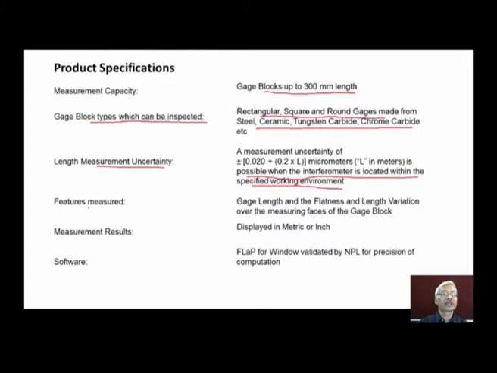And what are the features that can be measured with these interferometers? Gauge length can be measured, flatness of the gauge block surface can be measured, length variation over the measuring faces can be measured, and measurement results can be displayed in metric units or inch units. And the software like FLAP for Windows, validated by NPL for precision computation. So FLAP software is used.